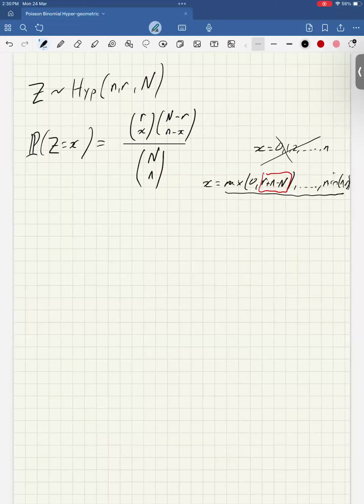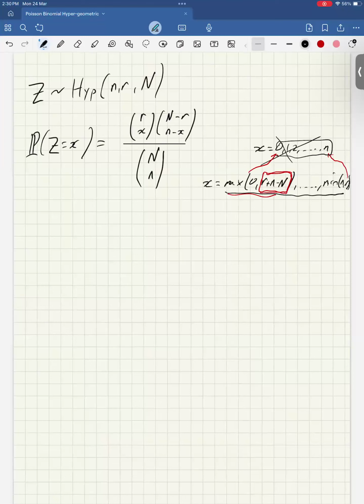Keep in mind that if this number here is negative, then what you get for the bottom value of the support is 0. And if R is greater or equal than n, then what you get for the upper value is n. Okay, so when you're just thinking about hypergeometrics, you might start to think that at first this is a weird support.